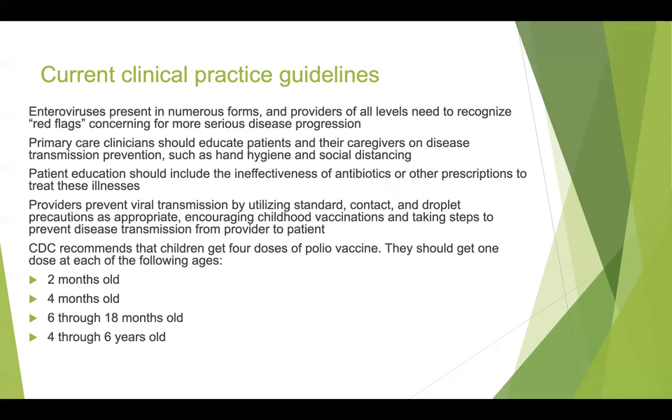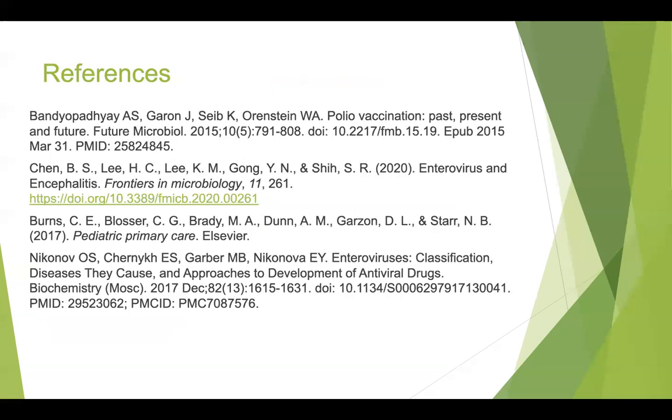Providers need to prevent viral transmission by utilizing standard contact and droplet precautions as appropriate, by encouraging that the child get these vaccinations, and by taking steps to prevent disease transmission from provider to patient. And here I just put the CDC recommends that children get 4 doses of polio vaccine. So they should get 1 dose at 2 months, 4 months, between 6 and 18 months, and between 4 and 6 years old. And here are my references, and that'll be it.